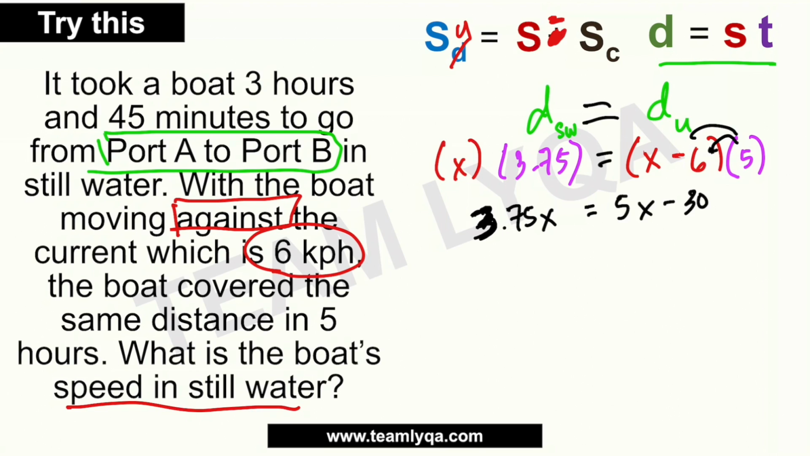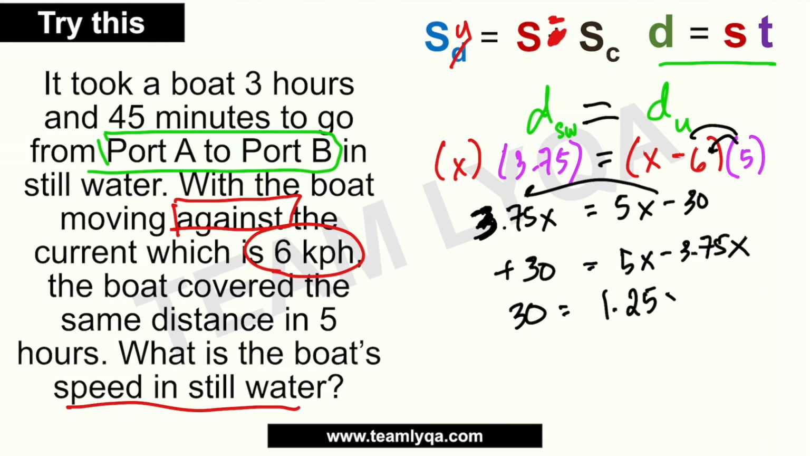You want to keep yung x positive. So, i-move natin yung negative 30 sa kabila. Magiging plus 30 siya, or positive 30, or 30 na lang, is equal to 5x minus 3.75x. So, this will be 30 is equal to, isusubtract natin yan, that would be 1.25x. I-divide natin both sides by 1.25. Okay? At yun yung magiging sagot natin.